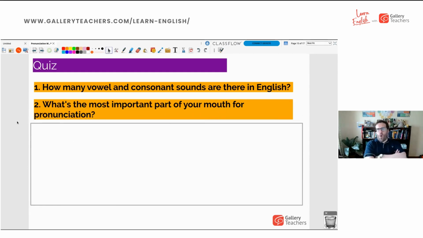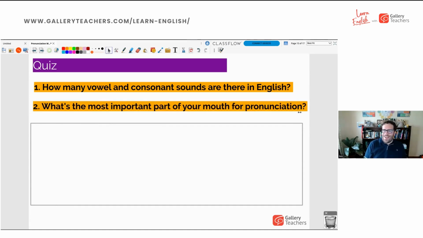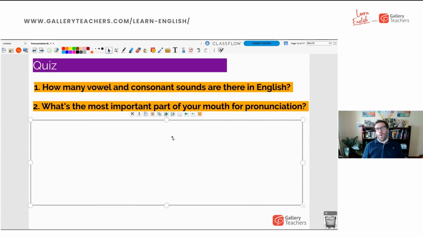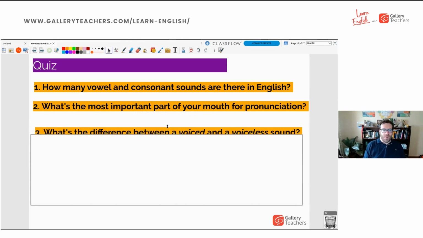Okay, what's the most important part of your mouth for pronunciation? What do you think? Yes, Amel, another point for you. You're on fire. It's the tongue. The tongue is used for almost every sound, even in the vowel sounds. For vowels, the tongue does move and it does affect the shape of the mouth. Like "ee", your tongue is high. "I", your tongue is short. Okay, what about this one?